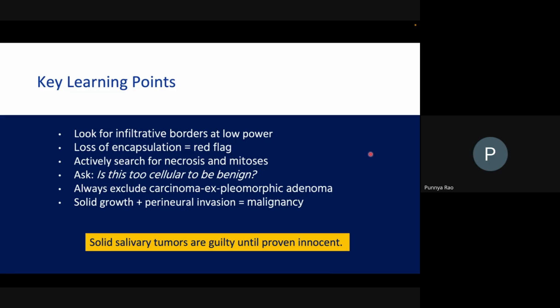The key learning points are: look for infiltrative borders at low power, especially for basal cell adenocarcinoma versus basal cell adenoma. You have to look for infiltration, look for loss of encapsulation, and actively search for necrosis and mitosis. Ask if it is too cellular to be benign, especially true for a basal cell adenoma. Look at the periphery. Always exclude carcinoma ex pleomorphic adenoma whenever you're seeing any solid malignant growth, and if you find perineural invasion, then it is definitely a malignancy. So solid salivary gland tumors are guilty until proven innocent.